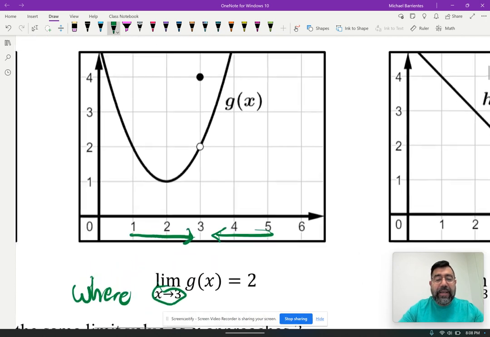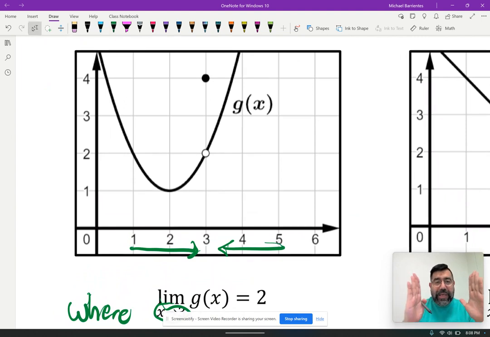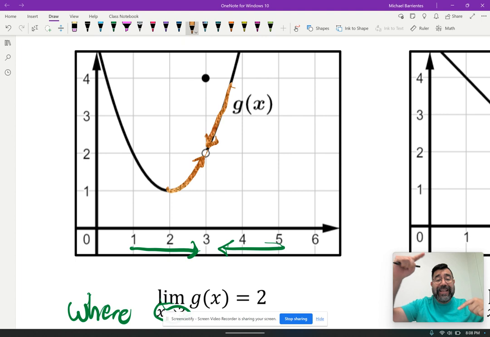So as I look at my example, I'm going to squeeze my window in towards x equals 3. What is the function doing? Well, the function is getting closer and closer to this y value. So as my x's squeeze in, the function, in this case the graph, or the y values, are getting closer and closer to this y value of 2. If you haven't noticed, that's the answer right here. That's the limit.